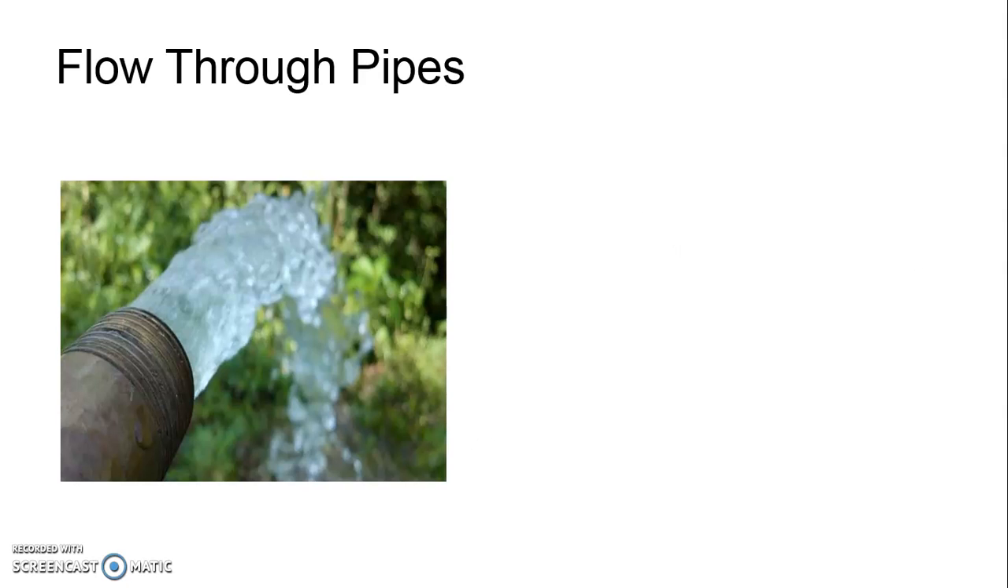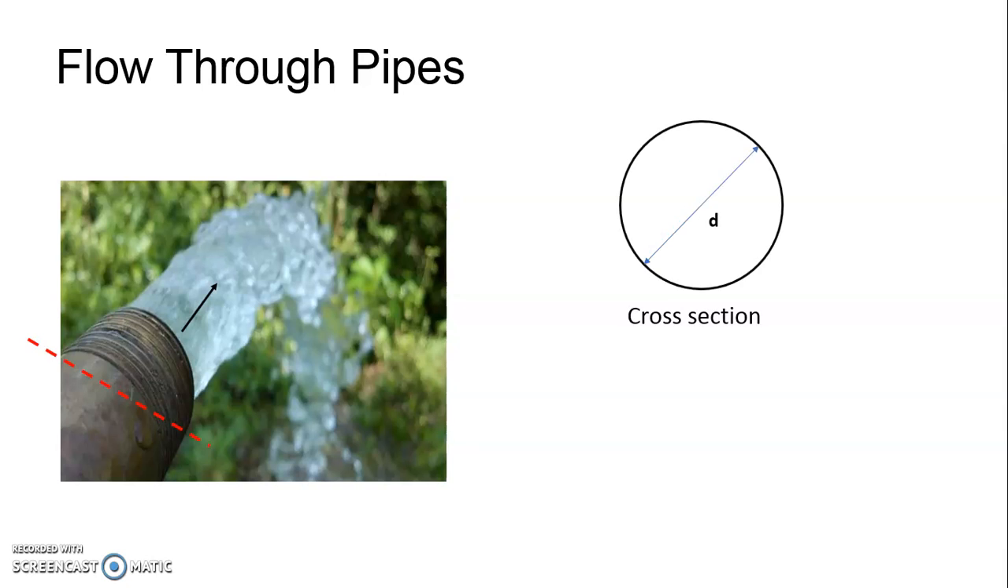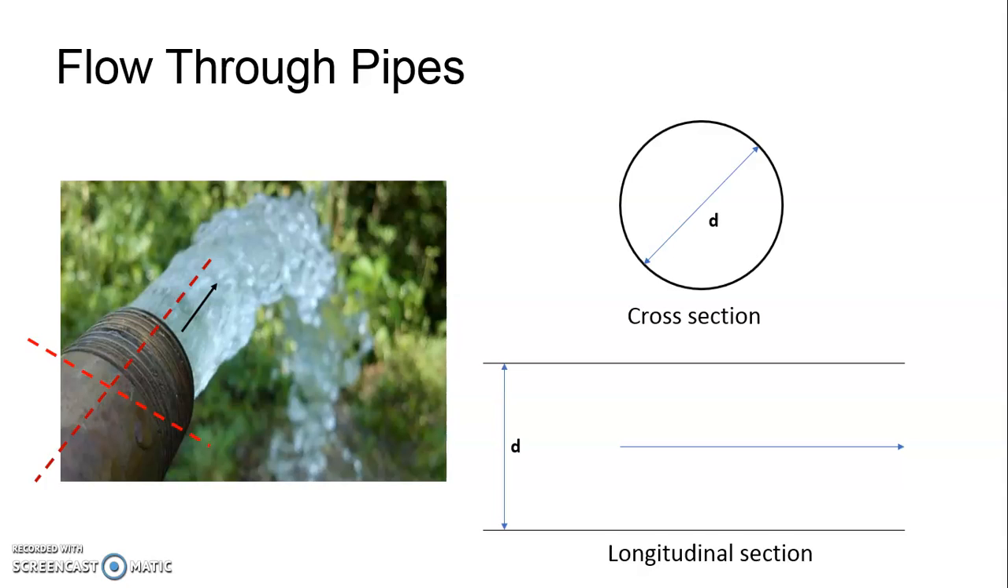Let's just assume a flow through a pipe. The flow is called discharge or volume rate. This is the flow. Now there are two sections which can be considered. This is the cross section across the direction of flow, and the diameter of the pipe is d. At the same time, along the flow, we can also take a section, and that is called the longitudinal section, which is of prime importance here.